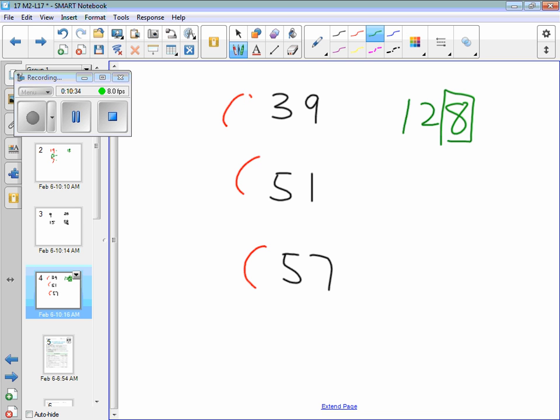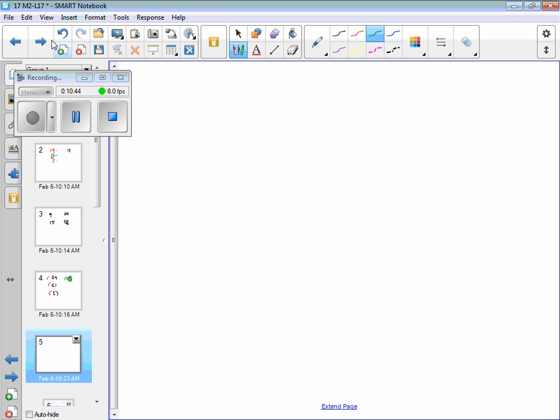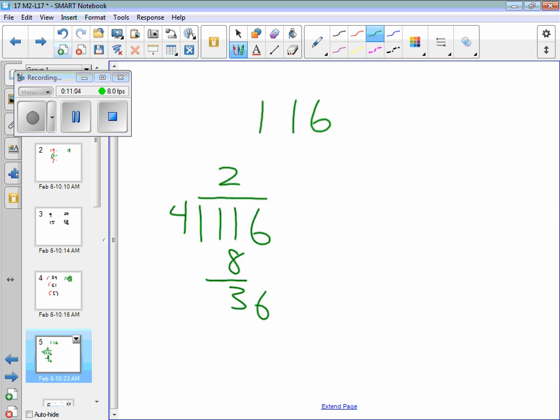Here comes the rule for 4, ready? 4 is a little bit more complicated, but still a little bit of a shortcut. When I say rules too, I really mean shortcuts, and I'll give you an example of what I mean. 116. You could figure out whether 116 is divisible by 4 by going the long way around. 4 into 11. 2 times. That's going to make 8. 4 into 36. 9. So 4 times 29 will make 116.